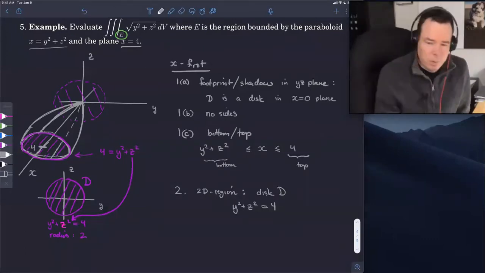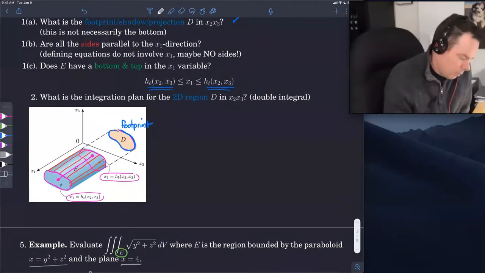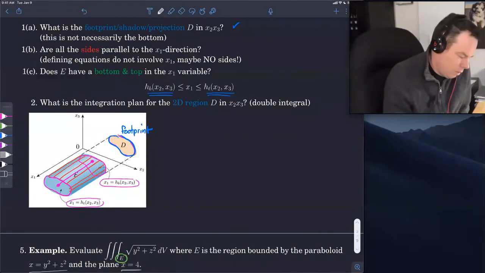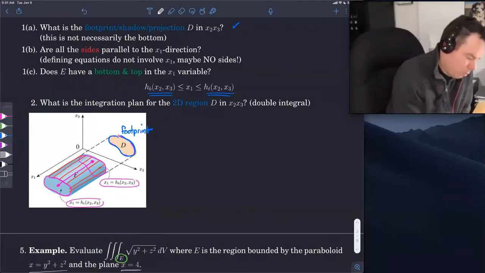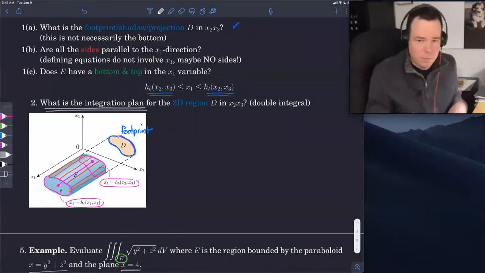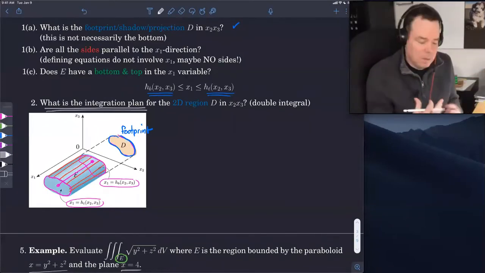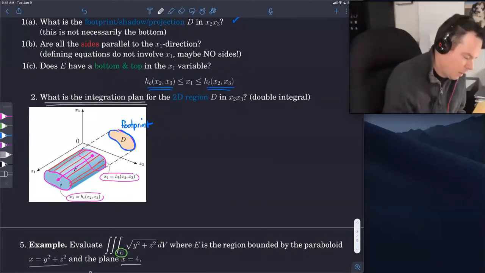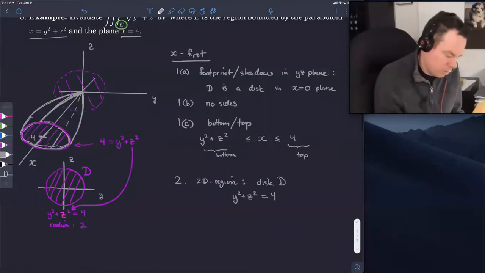And at this point, I'll just scroll up. Question 2 is really not about identifying the region, because we've already identified the footprint or shadow in 1a. It's really about, what is our integration plan? Once we've done the first integral, the x integral, now we need to do the yz part of the integral. How do we do that? What's our integration plan for this region?